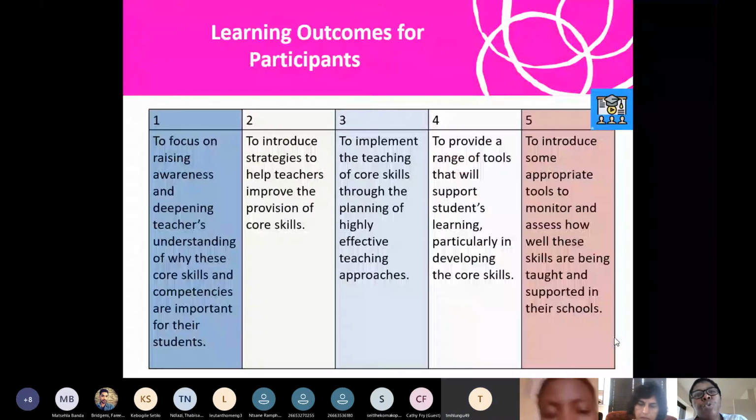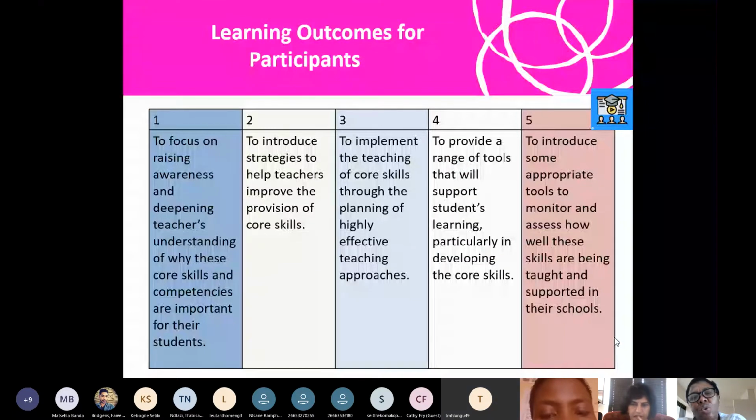And then if you look at the learning outcomes, we have got 5 learning outcomes, which we think by the end of the 6 sessions, you would have achieved exactly what we want to achieve. The first outcome basically is about raising awareness and deepening your understanding of the core skills and the competencies that are important for your learners. So we'll be looking at the core skills. What are the competencies that are required for each core skill?